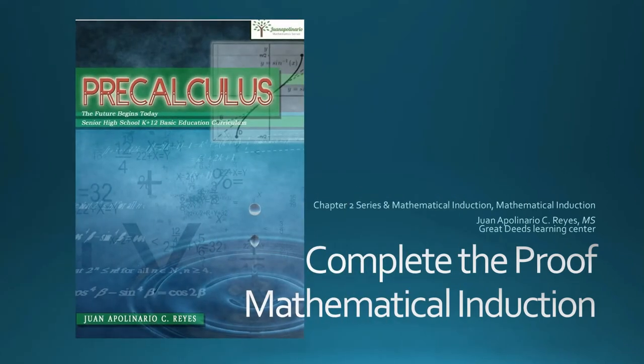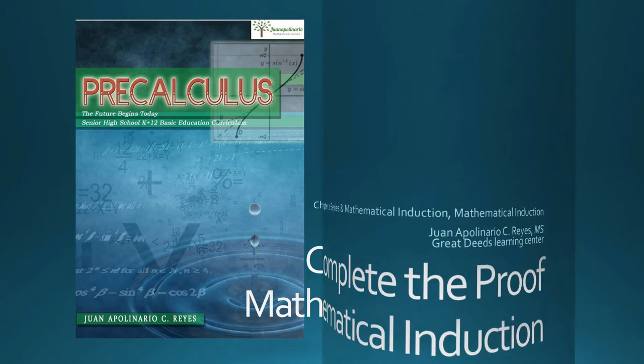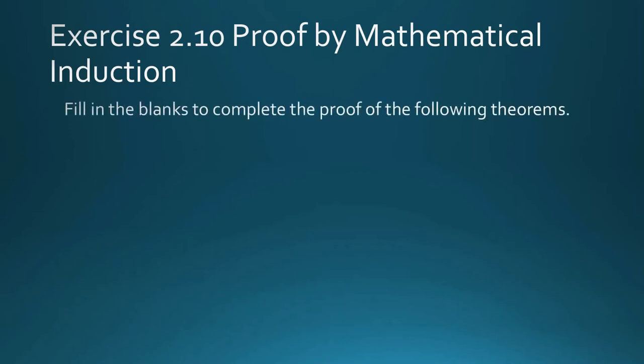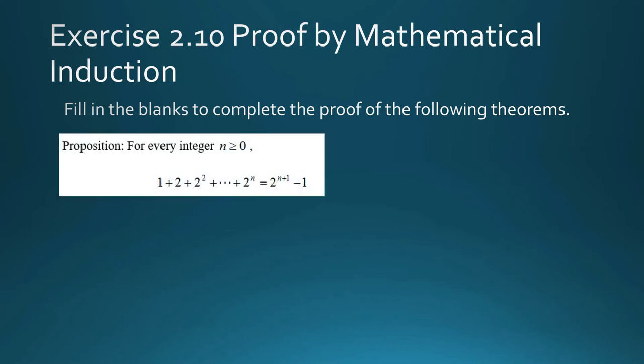We shall complete the proof of a theorem using mathematical induction. Exercise 2.10, Proof by mathematical induction. Fill in the blanks to complete the proof of the following theorems. Well, actually, we will just prove one theorem here. For every integer n that is greater than or equal to 0, 1 plus 2 squared, and so forth, plus 2 raised to n is equal to 2 raised to n plus 1 minus 1.